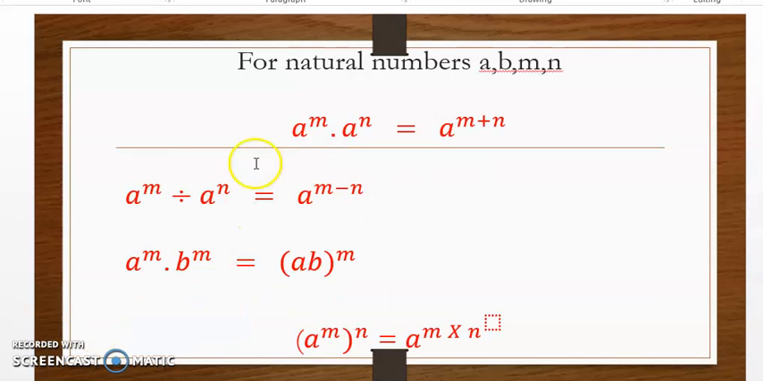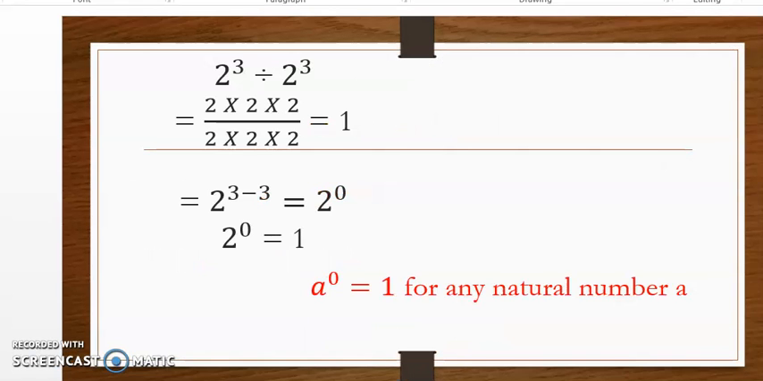Okay. So these are the four properties that we had learned in earlier classes for natural numbers a, b, m, n. These four properties that we have seen in the past four slides. Okay. So now let us look at 2 to the power 3 divided by 2 to the power 3. So this is 2 into 2 into 2 divided by 2 into 2 into 2. This will be 1.